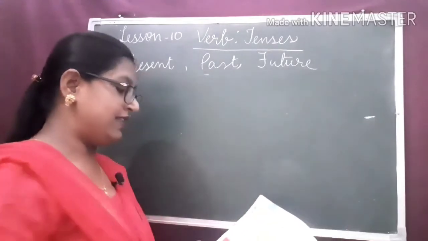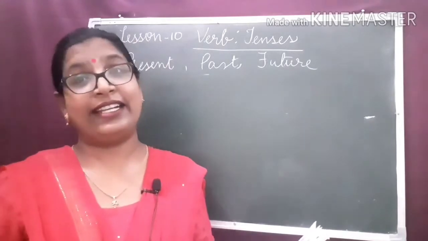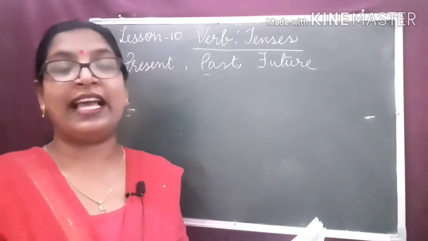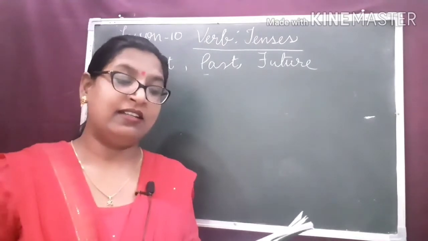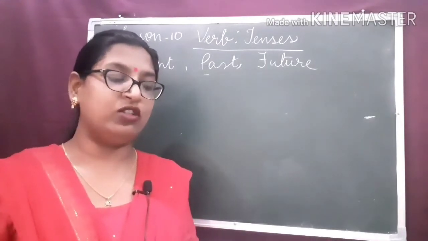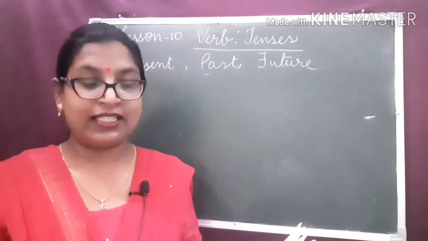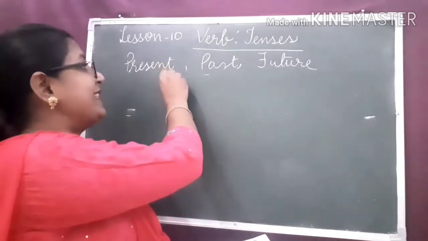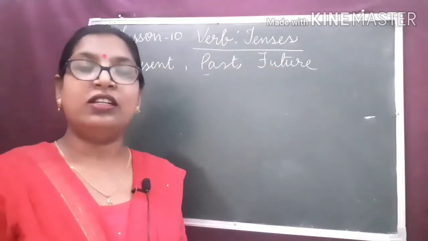The present tense indicates an action that takes place now. Past tense indicates the action that has already taken place sometime earlier. And the future tense indicates an action that is going to take place later. So there are mainly three tenses: present tense, past tense, and future tense.